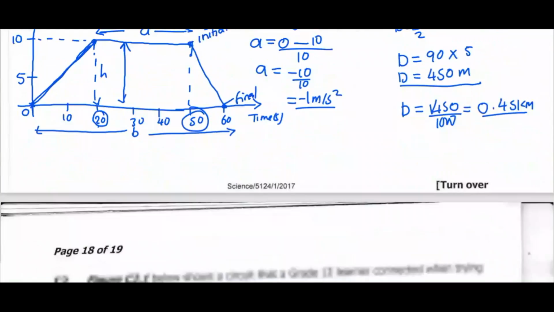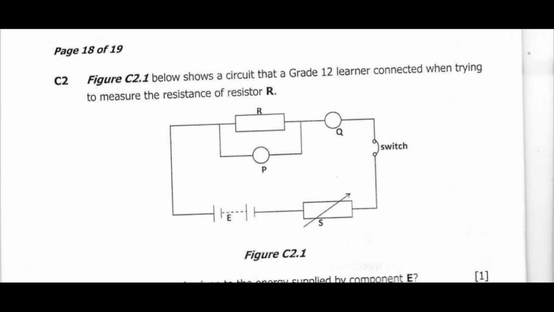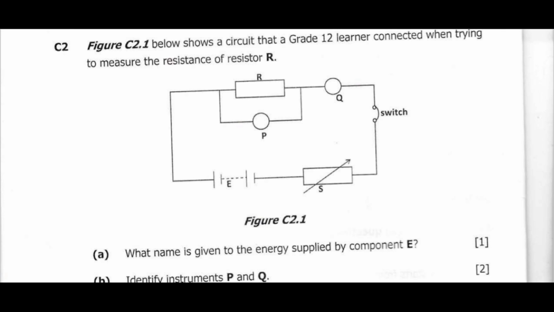So now we move on to question C2. Figure C2.1 shows a circuit that a grade 12 learner connected when trying to measure the resistance of resistor R. Okay, so we've seen the arrangement. So what name is given to the energy supplied by E? So this is E. So this is just voltage. Remember, voltage is energy.